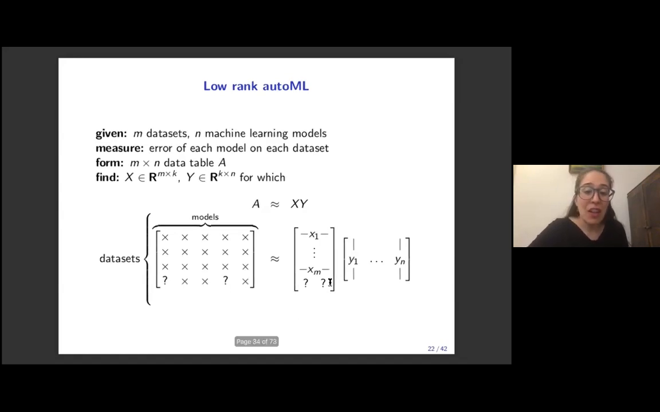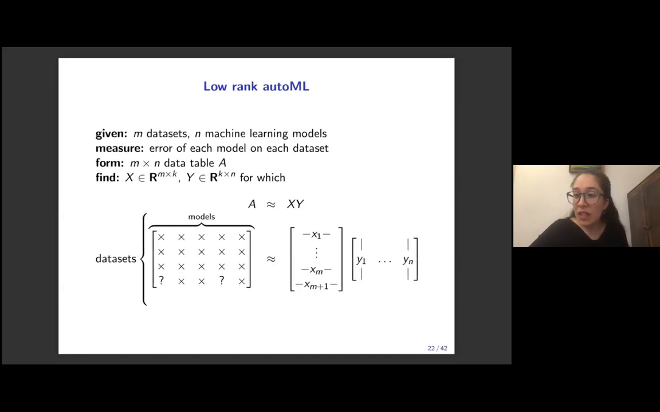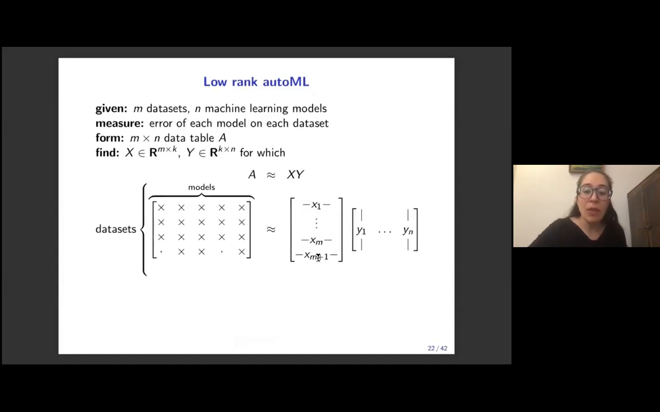So for example, I run at least 2, so maybe 3. Let's say I run 3 models on my data set: this one, number 2, number 3, and number 5. To estimate this row of X, all I have to do is solve a least squares problem. I want to find the X that, when multiplied by matrix Y, best approximates these 3 entries. So I can estimate this row of X, fill in my best guess, and then use that to impute the missing entries over here, just by multiplying that row of X times Y. That gives me imputations for how other models would perform on the data set.